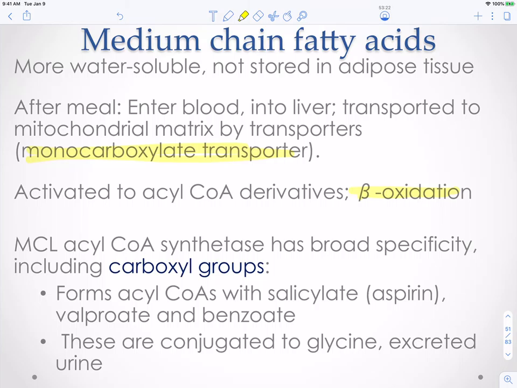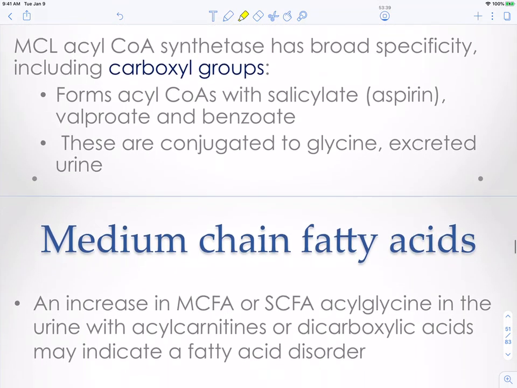And they can do this with different drugs, valproate and benzoate as well. And then these are going to be conjugated to glycine, and they get excreted in the urine. So this is how these medium chain acyl-CoA synthetases can help with these xenobiotics and getting them out of your body.